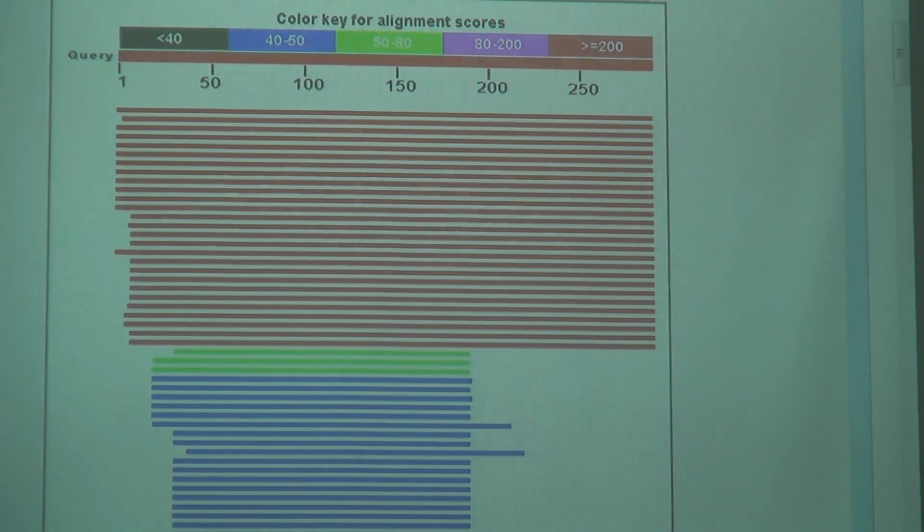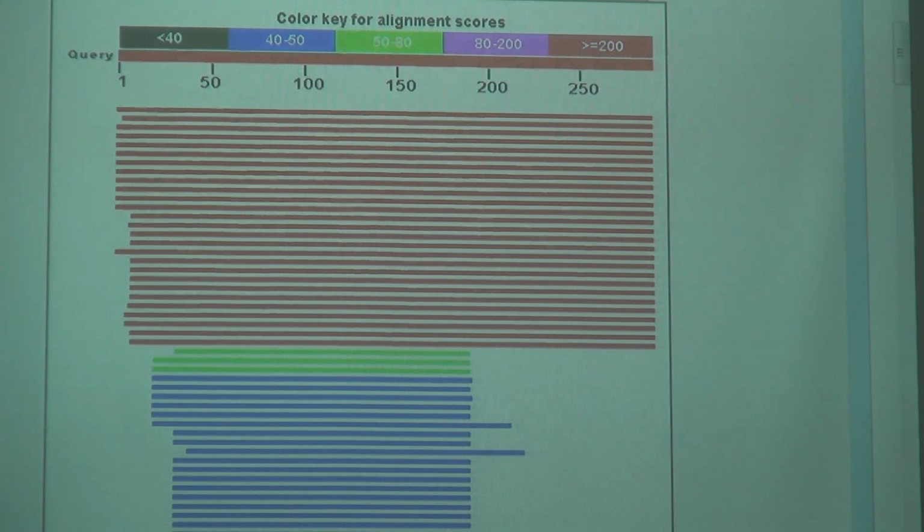So the most similar hits, the ones that look a lot like our query, who are they?